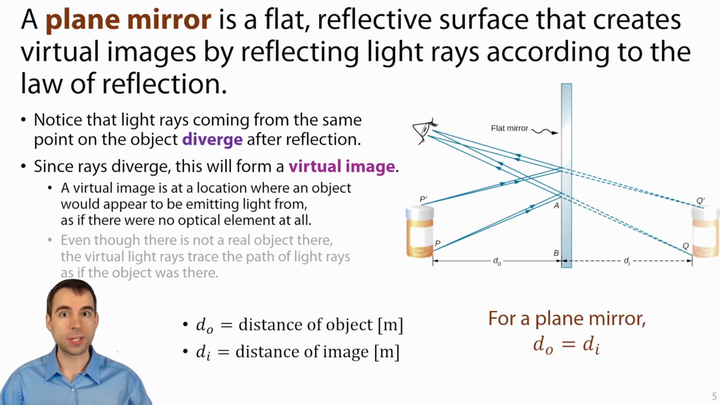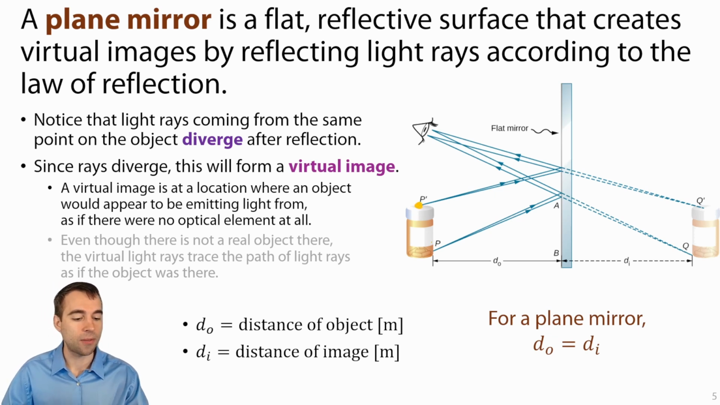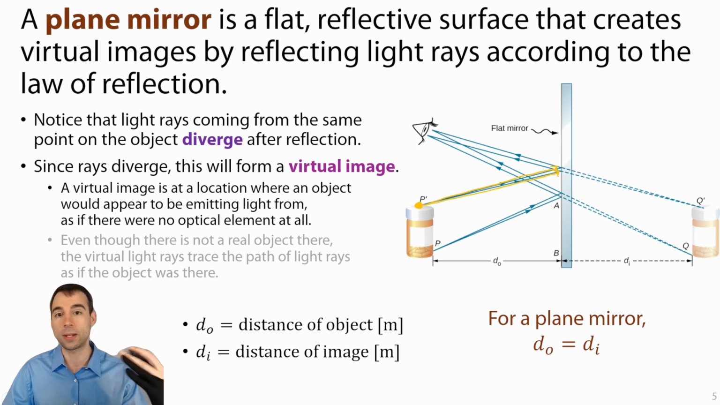A plane mirror is a flat reflective surface that forms a virtual image because light rays diverge when they come from the object and hit that mirror. This is the same kind of mirror that you're used to using in your daily life. And so what we would notice is that if we trace light rays coming from the top of this bottle, we can imagine two very similar light rays, one a little bit lower than the other.